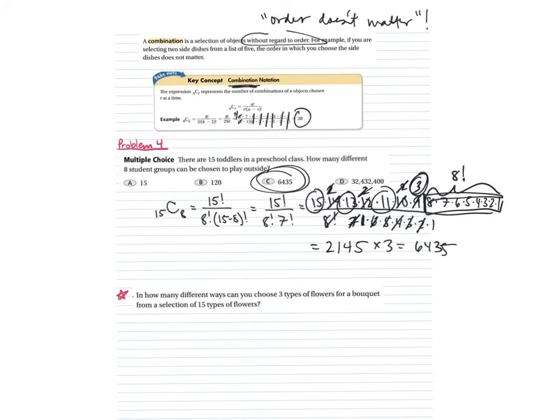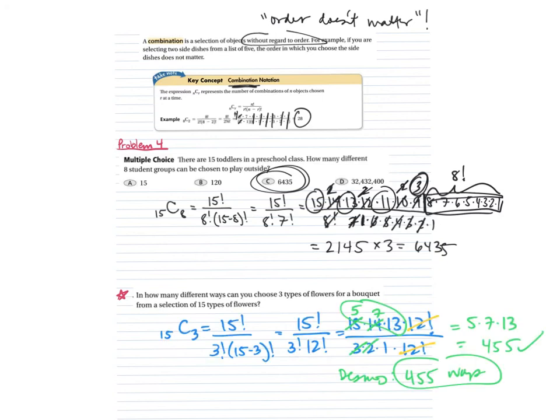So here, try this one. In how many different ways can you choose 3 types of flowers for a bouquet from a selection of 15 types of flowers? Again, in this example, order doesn't matter, so you're going to use combination and then use this combination formula. Try to do it by hand if you can, and then if not, put it into Desmos, or do both and check your answers. I think that's a good way to get used to factorials, how they work. Press pause and then check back for your solution.